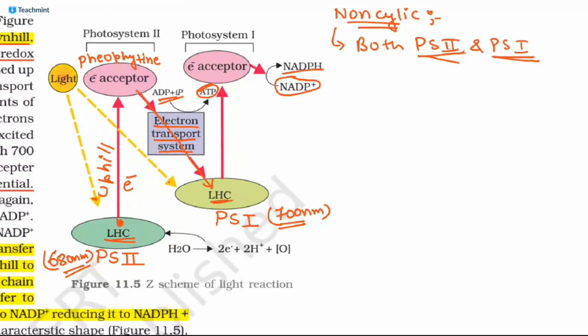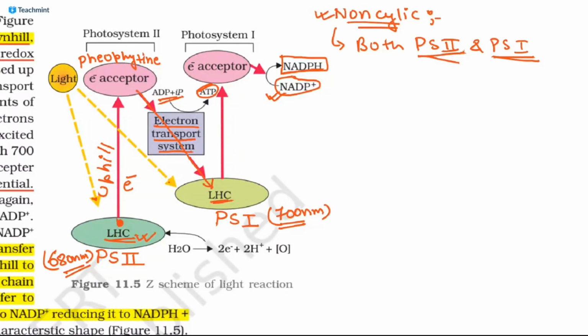Is it clear? The electron excited from PS2 is finally accepted by NADP plus, and the final product formed is NADPH. Is the electron returning back or not? No, sir. That's why it is called non-cyclic. Fine. So one by one, let's now characterize it.